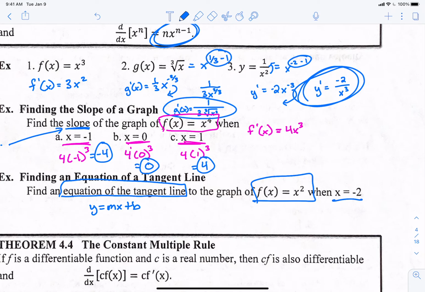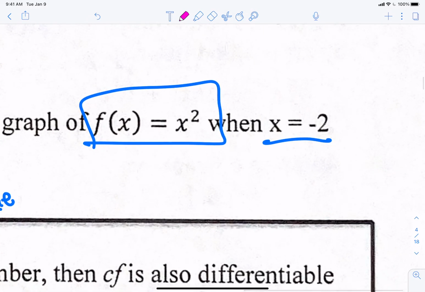Now, m is the slope of the tangent line, right? What's another name for the slope of a tangent line? The derivative. So, to find the m, we have to find the derivative. The derivative of what? The derivative of x squared. What's the derivative of x squared? 2x. So f prime is 2x.